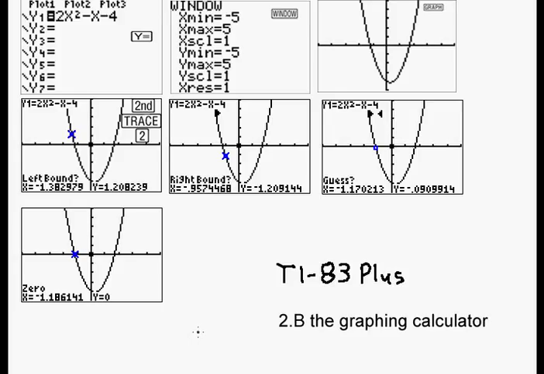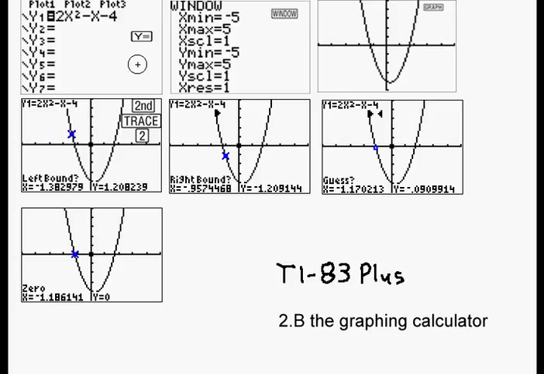Calculators have their good and bad sides. They can be used to replace learning, but we don't want to do that. We want them to emphasize and to help us learn a concept better. Let's go ahead and do a practice problem, and let's learn how to graph y equals 2x squared minus x minus 4 in a graphing calculator, and then find the roots of this parabola.